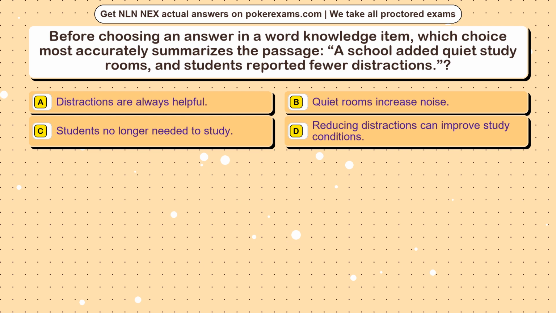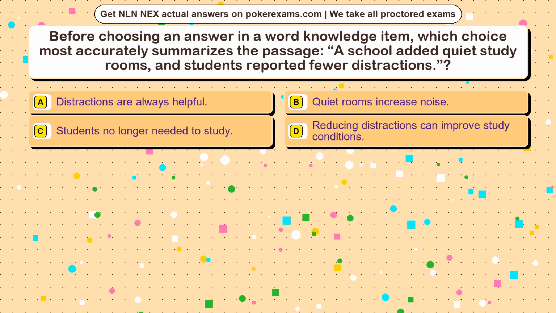Question 9. Before choosing an answer in a word knowledge item, which choice most accurately summarizes the passage? A school added quiet study rooms, and students reported fewer distractions. Option A, distractions are always helpful. Option B, quiet rooms increase noise. Option C, students no longer needed to study. Option D, reducing distractions can improve study conditions.